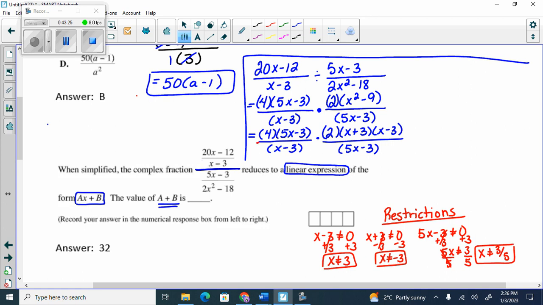All right, full numerator over full denominator. x minus 3 cancels, 5x minus 3 cancels. And I'm left with 8 times (x plus 3). Now people tell me it's 8 plus 3, which is 11. You're wrong. This needs to be ax plus b. Do you see a bracket in that? No. So they're expecting you to distribute this 8 in first, then add. So we're going to get 8x plus 24. This is my A. This is my B. We do 8 plus 24, which is 32.